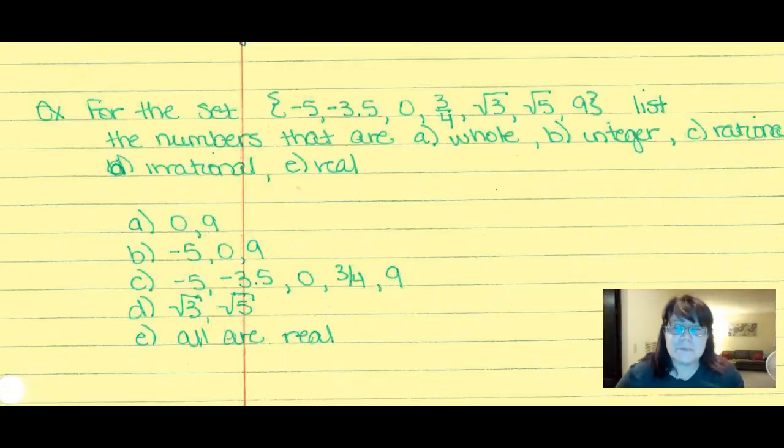All right, so if you missed what I said about what everything is, 0 and 9 are whole numbers. Negative 5, 0, and 9 are integers. Negative 5, negative 3.5, 0, 3/4, and 9 are all rational numbers. Square root of 3 and square root of 5 are irrational, and all of them are real.